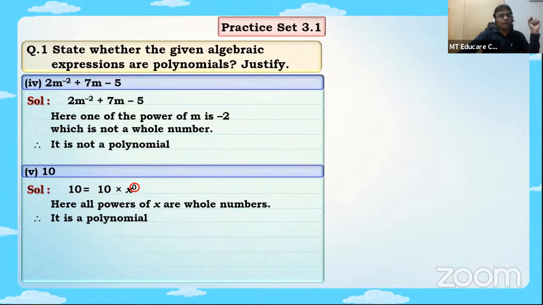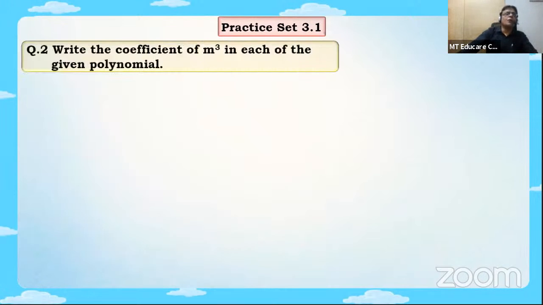Understood? If you got both the sums right, good job. You have done a very good job. Pat yourself. Excellent job. Simple. Very simple. We just need to check the powers. Okay, let us move forward.